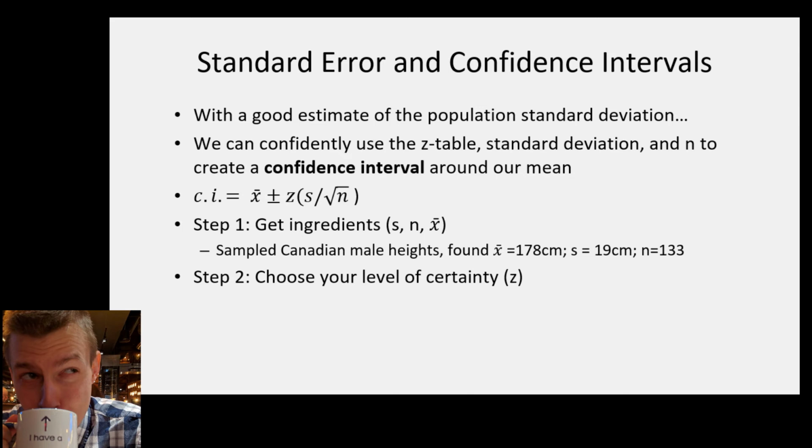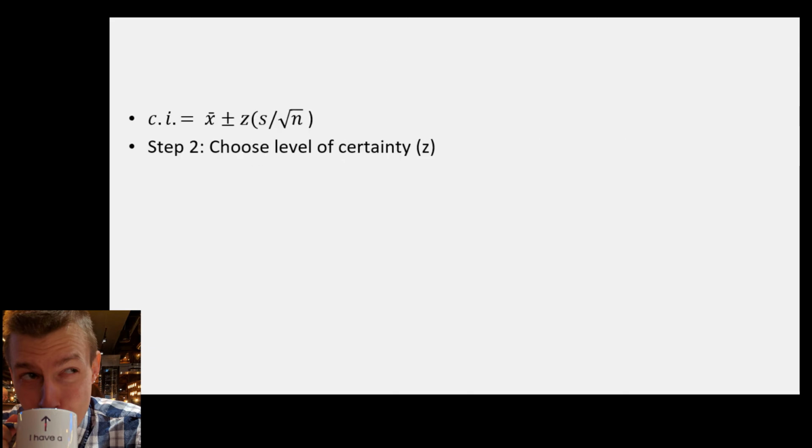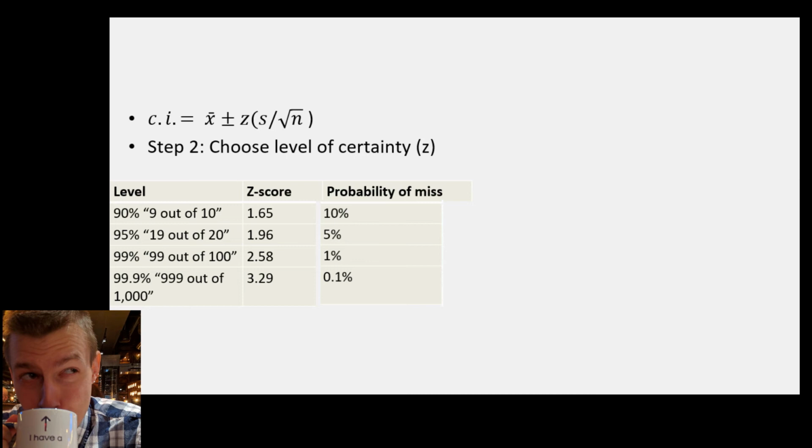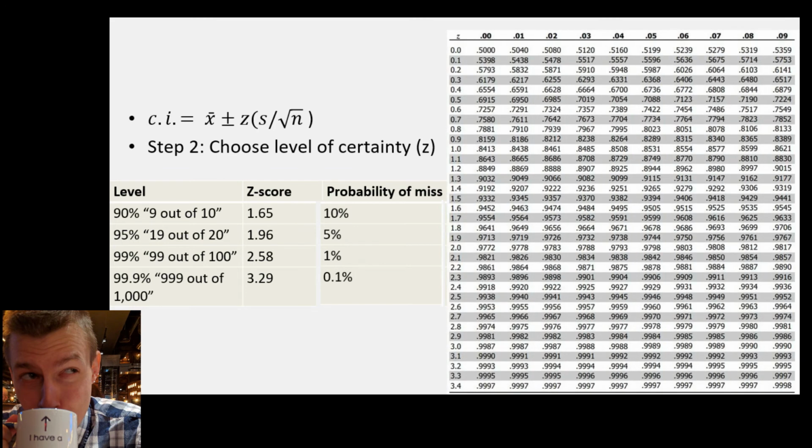So we have our sample of Canadian male heights, and we want to choose our level of certainty. So let's get to that. We get to choose how conservative or wide our interval is. The industry standard is a 5% probability of a miss, or 5% of the time for a sample like this, the confidence interval will not contain the true population value. We can select the z-score that corresponds to this probability from our table of usual suspects, or we could compute our own custom confidence interval using a z-table.